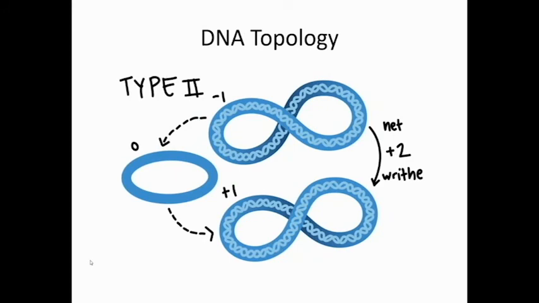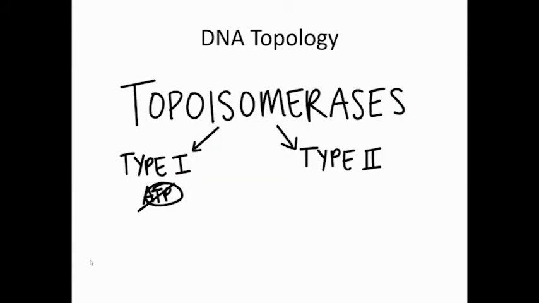To make this idea clearer, this diagram shows what this change would look like if you added one positive writhe at a time instead of using type 2 topoisomerase. Type 2 topoisomerase reactions require some form of energy, such as ATP or NADH.